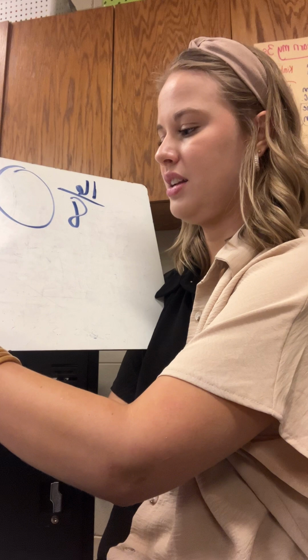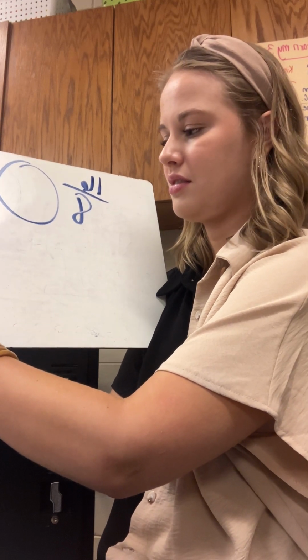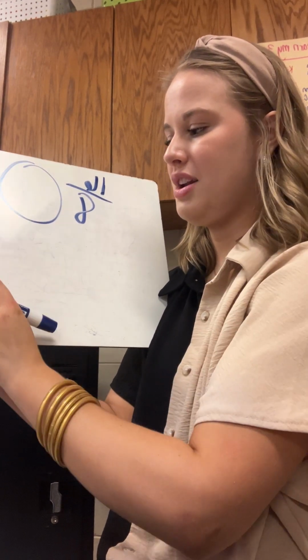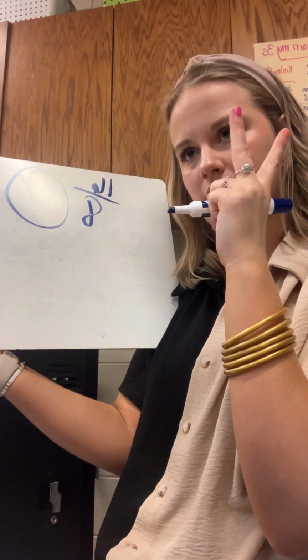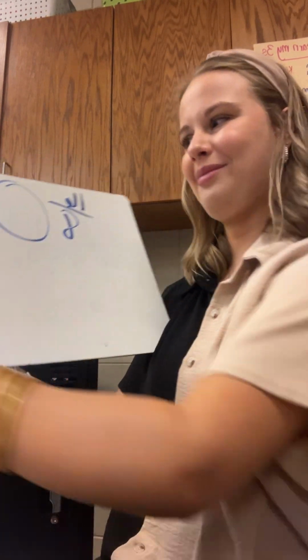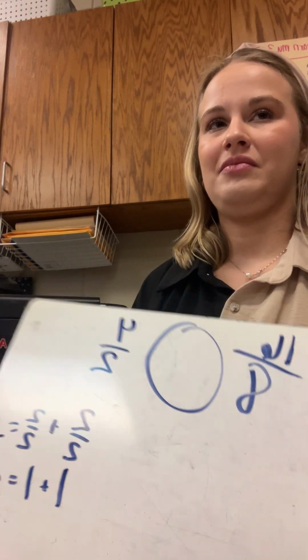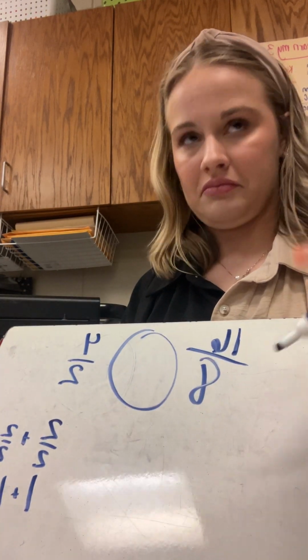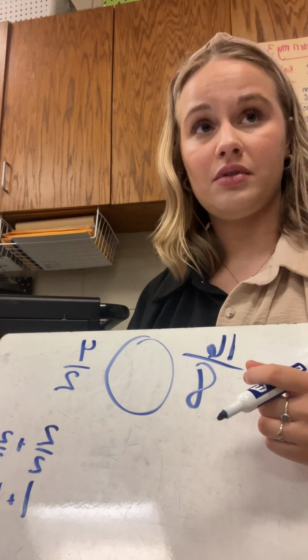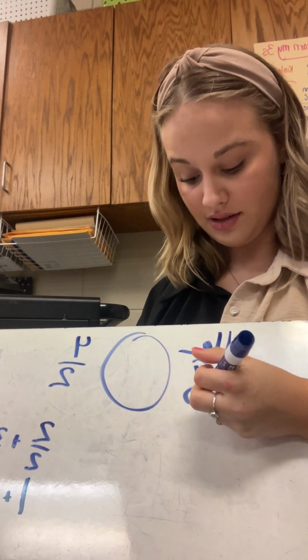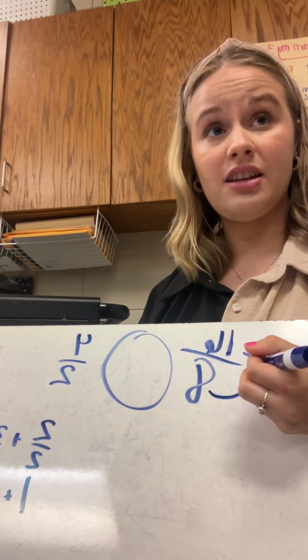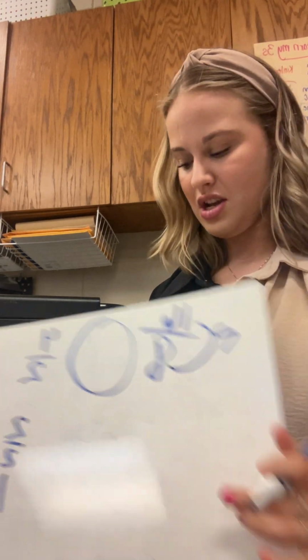So really it's 1 whole plus 1 whole, and that makes 2 wholes. Because 16 over 8, 8 goes into 16 how many times? 2 times.